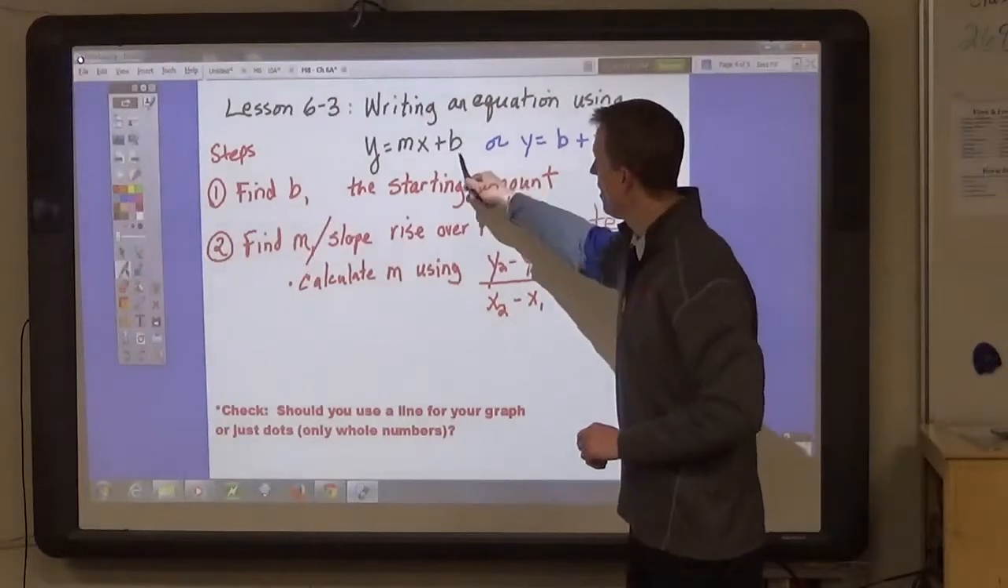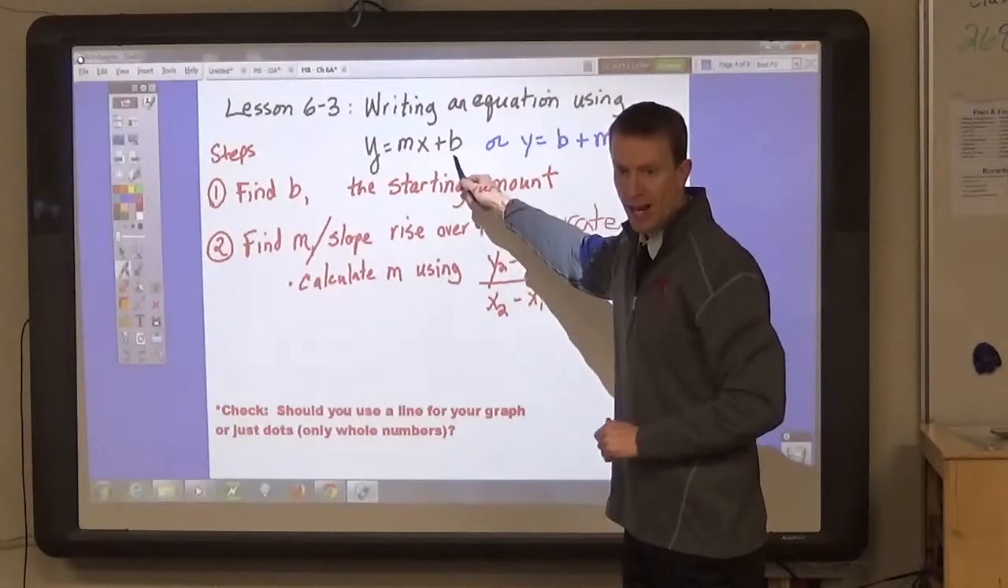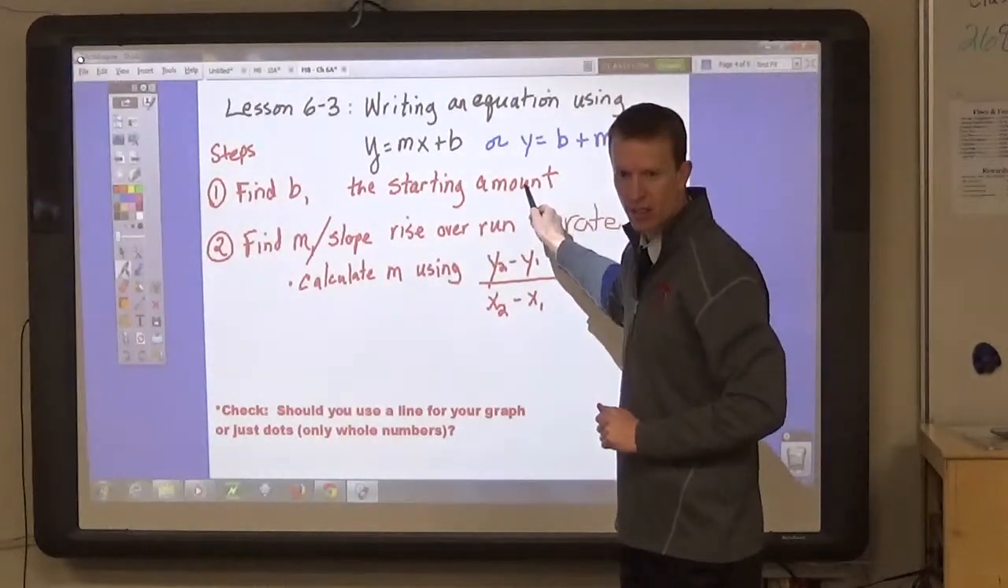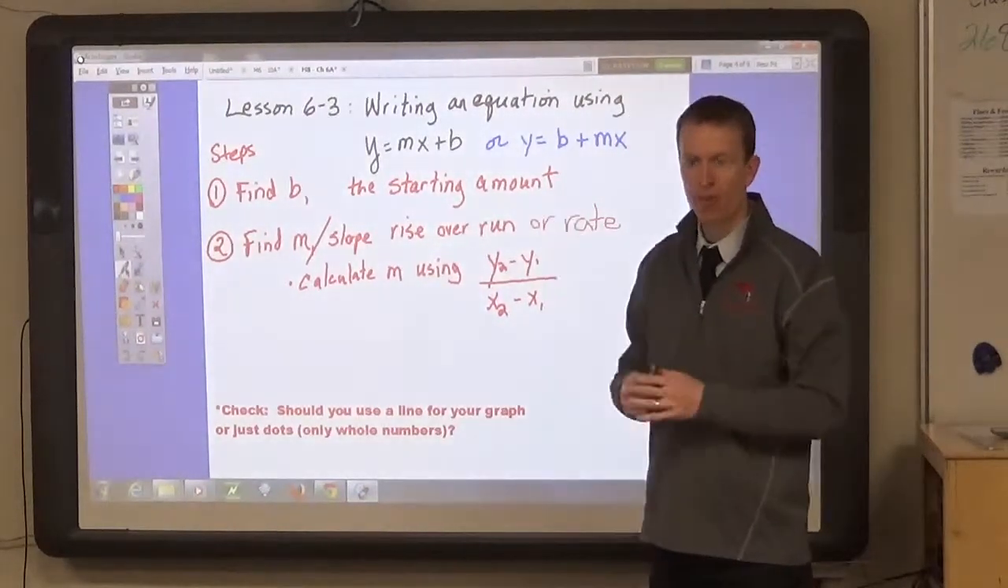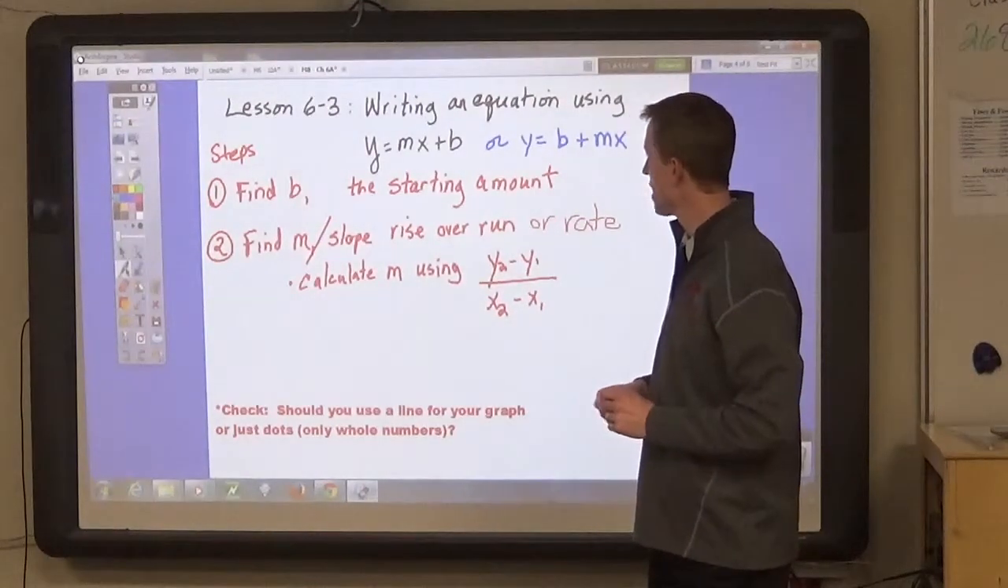The b in the equation, which we call the y-intercept, will be the starting amount in a situation. So if you're starting at a certain amount, or if there's a set amount, that will be b. You can use that number for b.